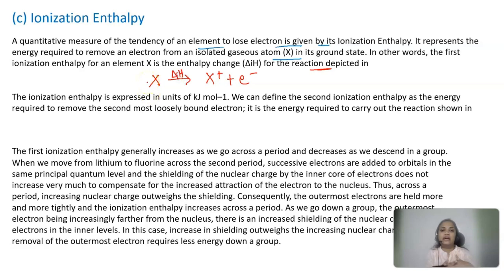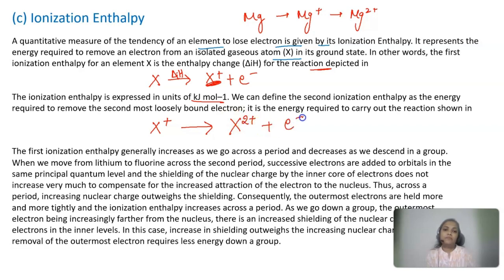So how much energy is required? We will be calling it the first ionization enthalpy. First ionization enthalpy means the energy required to remove the first electron. Let's say if I am having magnesium, we remove the first electron, then the second, it becomes Mg2+. Now, units are kilojoule per mole. Second ionization enthalpy means this X+ wants to lose one more electron. So this X+ will lose one more electron and become X2+. So that will be the second ionization enthalpy. We can write H1, H2.